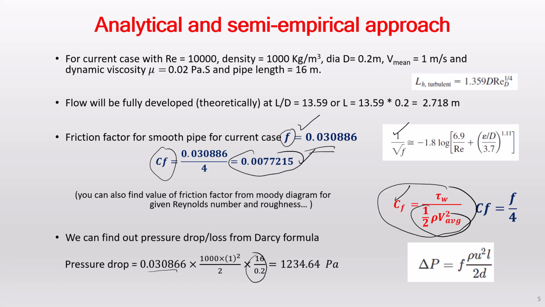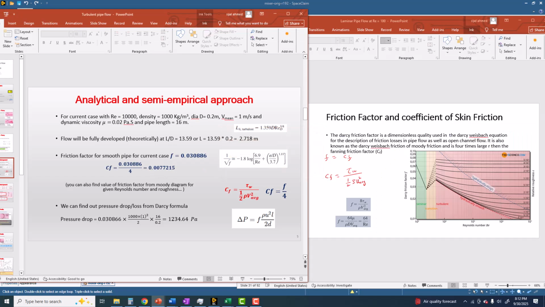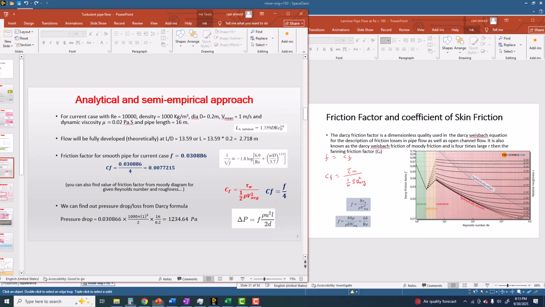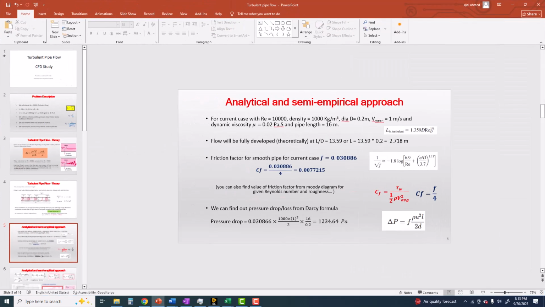1234.64 pascals. Okay, let me calculate on the screen. So calculator. Okay, let me do it again. 0.030866 into 1000 into 16 divided by 2 and divided by 0.2. So 123.64. Okay. So this pressure drop, but please note that this pressure drop should be compared.